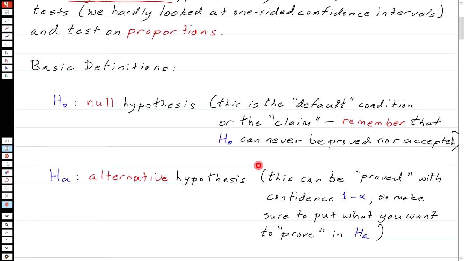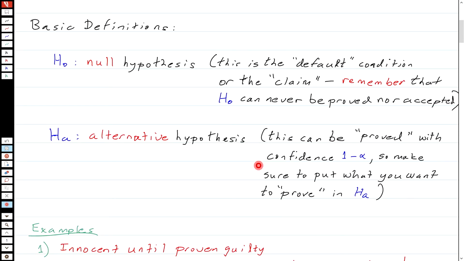Okay, so before doing anything else, we have to define what we mean by these hypotheses, and basically there are two competing hypotheses that we're always going to be dealing with. H0 we'll call the null hypothesis, and this is the default condition or the default claim. One of the things that you have to remember is that the null hypothesis can never be accepted nor proved. The test doesn't prove the null. It can only prove the alternative.